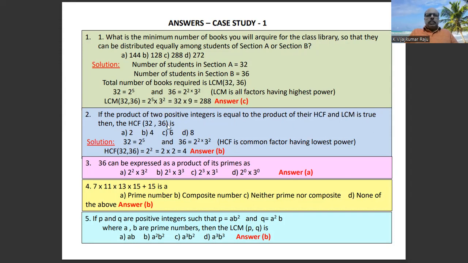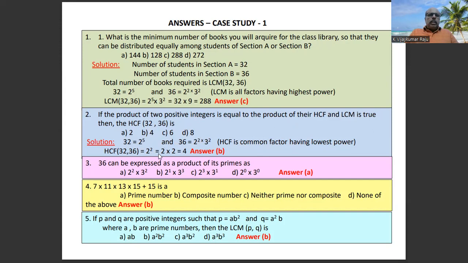So then he wants you to find the HCF of 32 and 36. So the factorization of 32 is 2 raised to 5, which we have seen earlier, and 36 is 2 raised to 2 into 3 raised to 2. Now when you want to find the HCF, it is the common factor having the lowest power. Now if you see these two, the factor which is common to both is 2. And the lowest power is 5 here, 2 here. So 2 is the lower power.